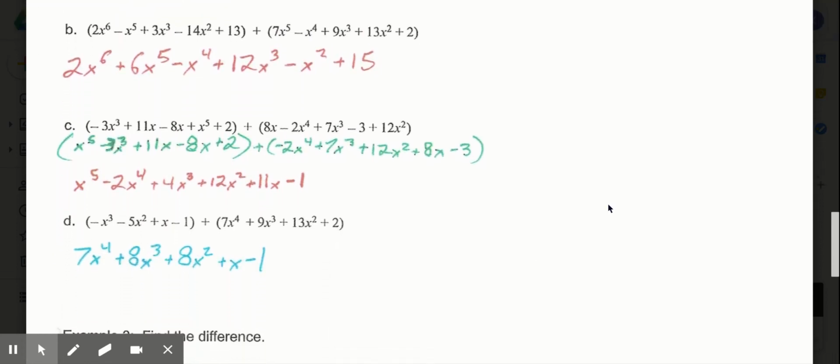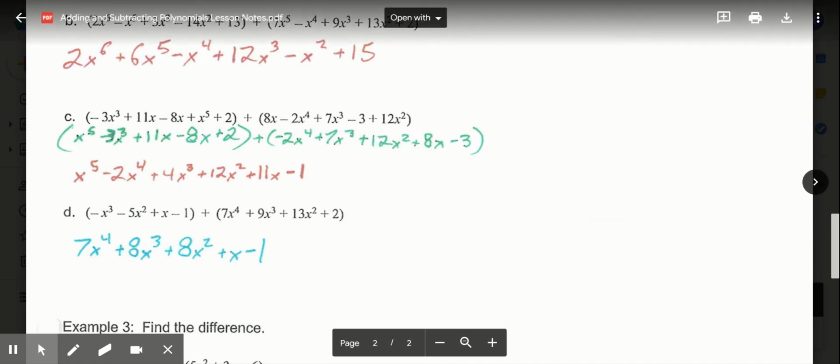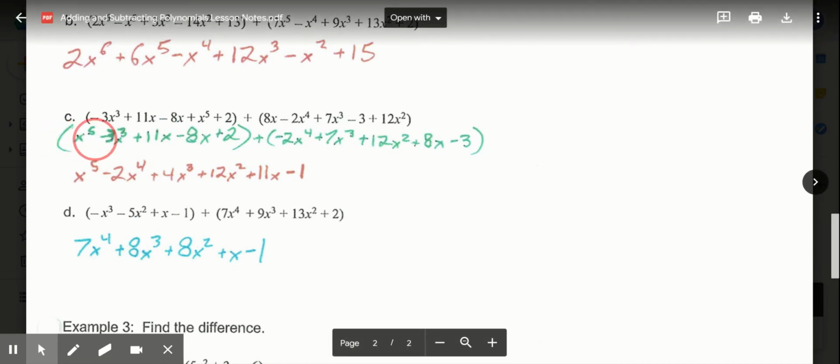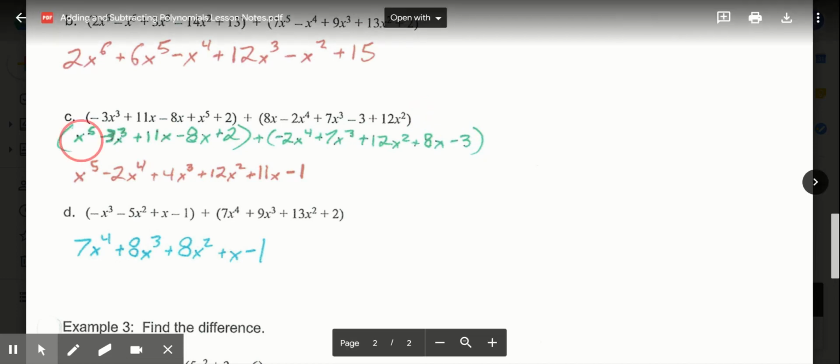So in C, the first thing I do is check to see if they're in standard form. Neither of these are in standard form. So you can see here in green, I just rewrote these polynomials to put them in standard form. That makes identifying and looking for like terms a lot easier. X to the 5th is nothing, so it just stays x to the 5th. -2x to the 4th has nothing to combine with, so it comes down. -3x cubed, positive 7x cubed gives us 4x cubed.